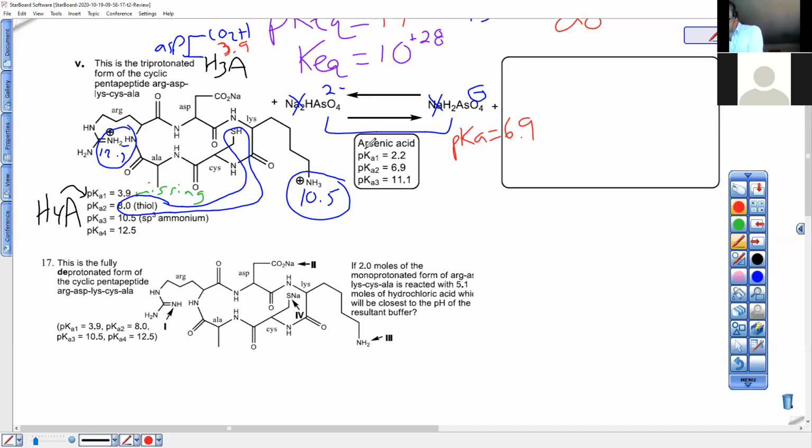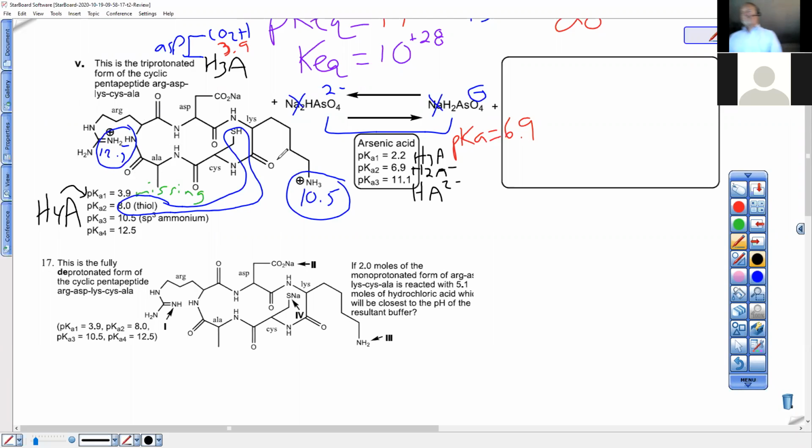Here is the data for arsenic acid. You don't have to memorize it. It's right here. There's 3 pKa's. The fully protonated one is this. The diprotonated one is next. And the monoprotonated one is last. And we're going to use the 6.9. We just have to figure out 6.9 lost its H here. And where did it go here?